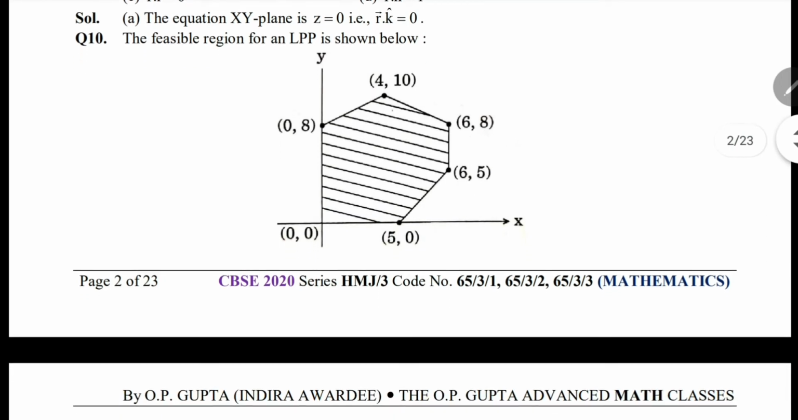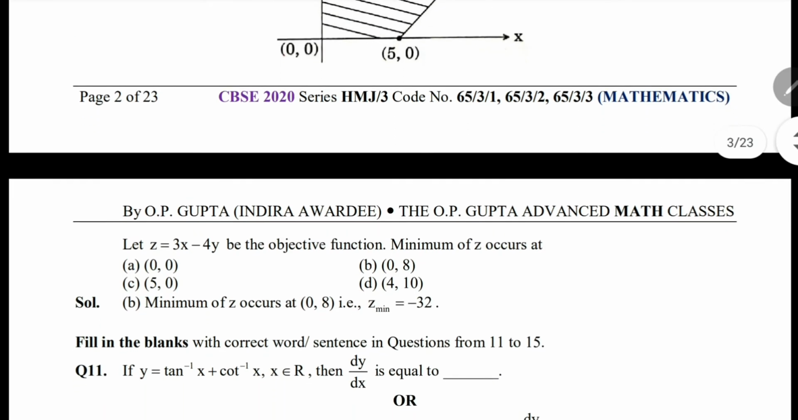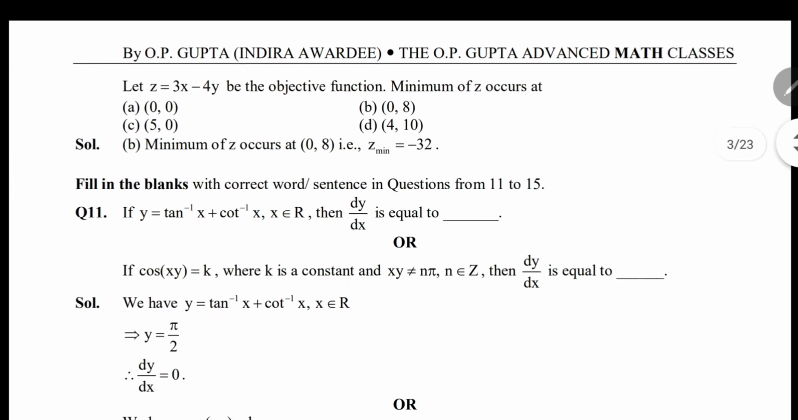we have been given a feasible region for an LPP, as you can see, and we have been given an objective function as seen here. It is 3x minus 4y, and we need to obtain the minimum value of z. So we are given these points. When we put 0, 0 in z, for option A the value of z will be 0.